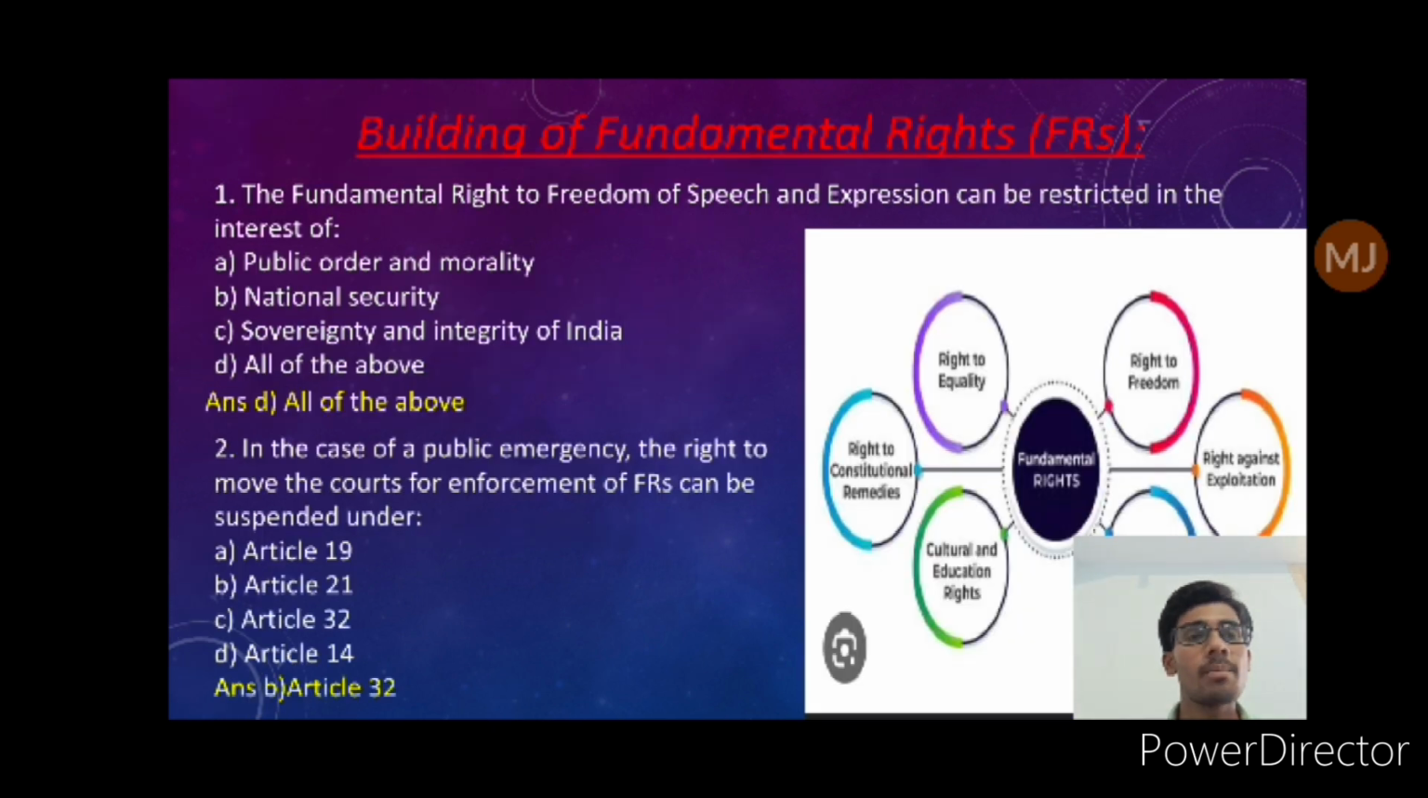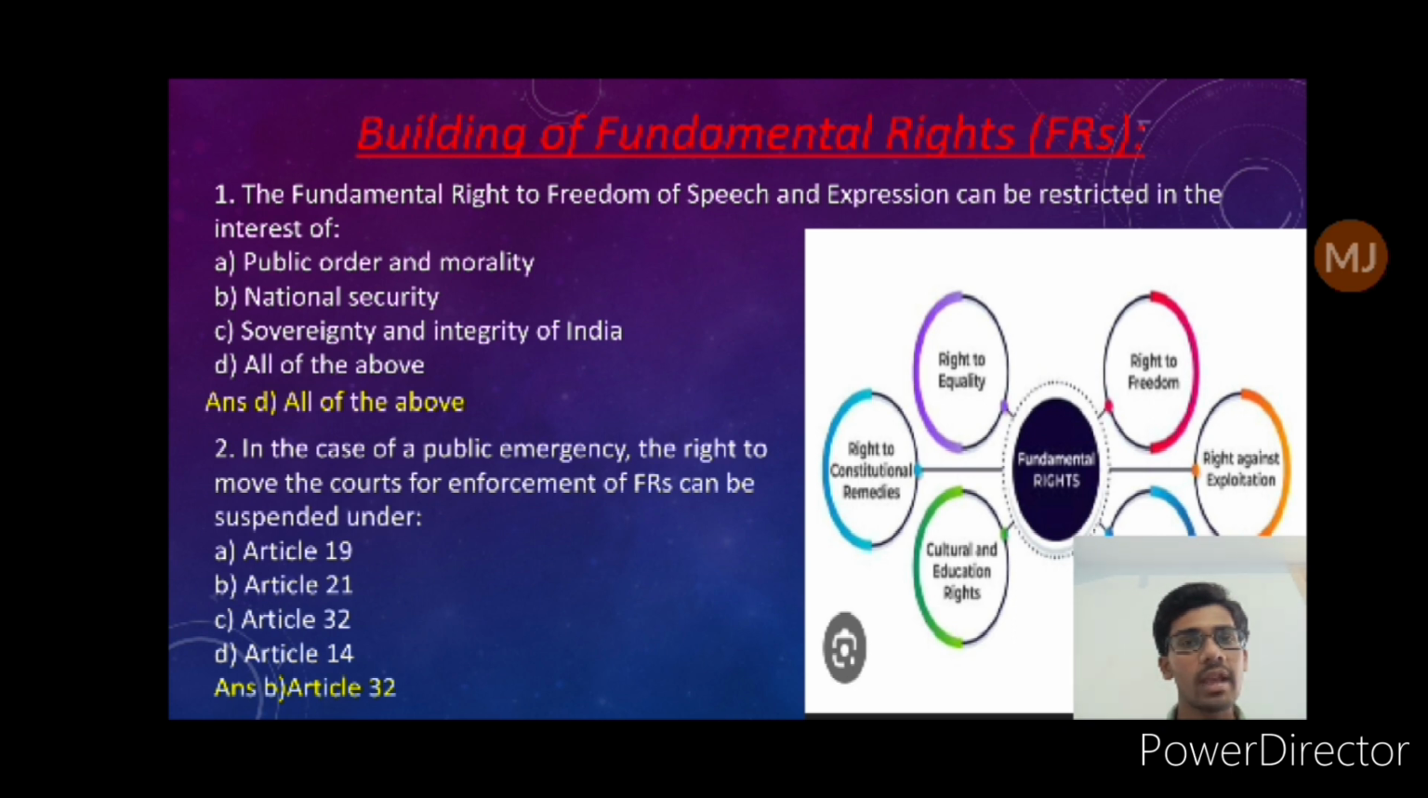Next topic is building of fundamental rights. First question, the fundamental rights to freedom of speech and expression can be restricted in the interest of option A, public order and morality. Option B, national security. Option C, sovereignty and integrity of India. Option D, all of the above. Answer is option D, all of the above.